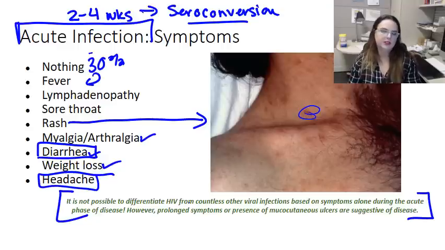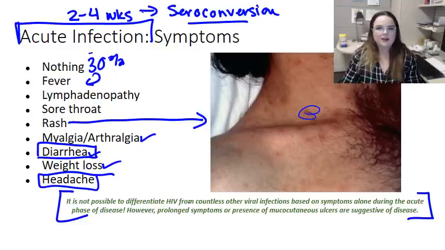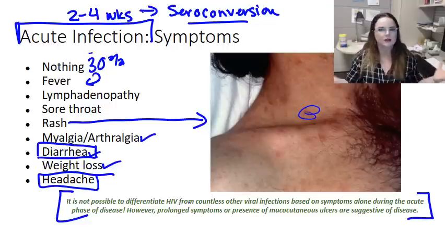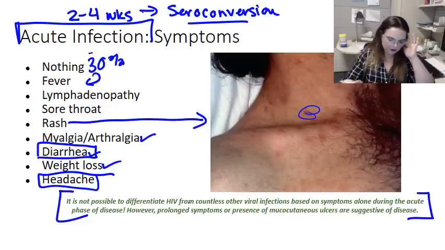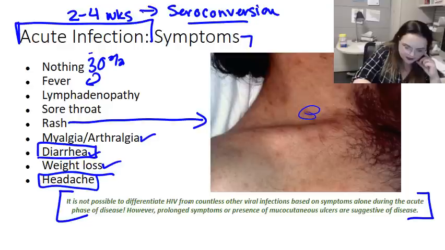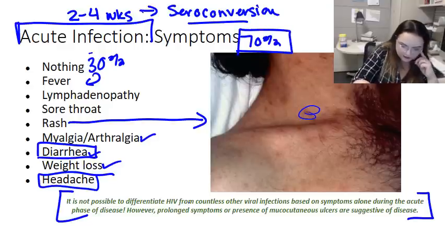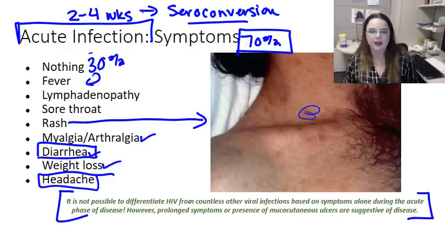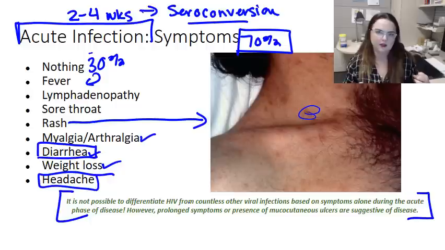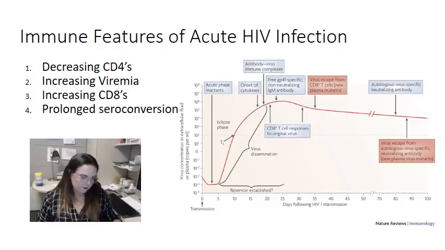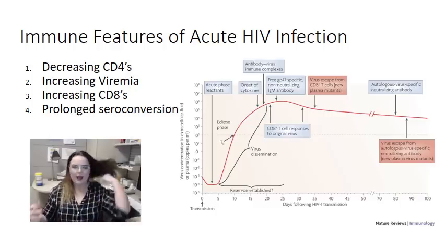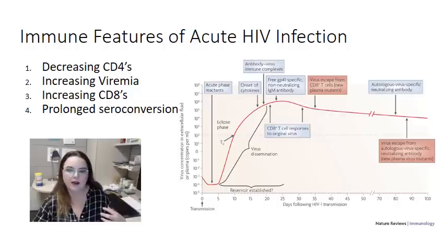When you talk to patients, they say things like, oh my gosh, that was the worst flu I ever had. But they also say things like, I think I might have had a cold around that time. So it can be mild to very severe. It's kind of different for everybody. And approximately 70% of patients report nothing at all. They were completely asymptomatic. So that's why I'm saying you can't look at a person and say, they definitely contracted HIV. So what is actually happening at that time on a day-to-day basis?